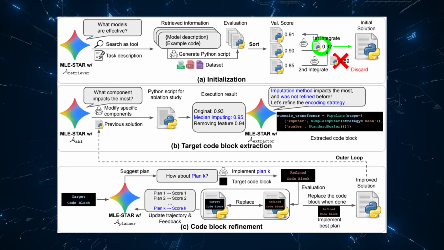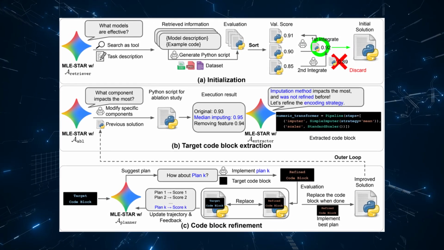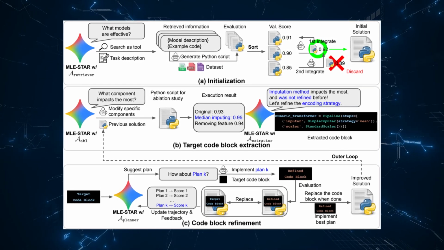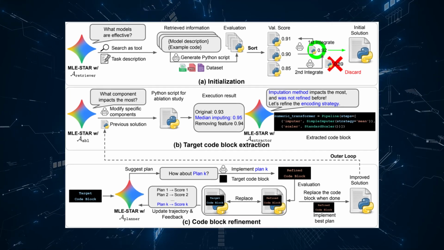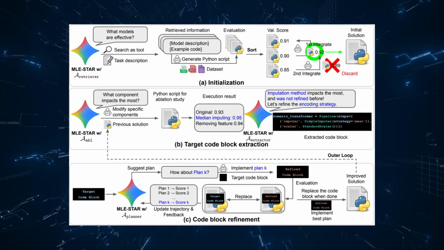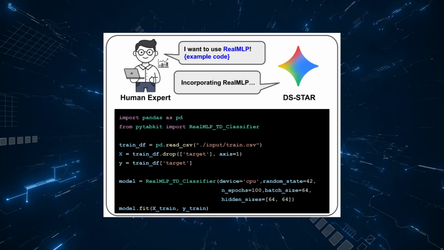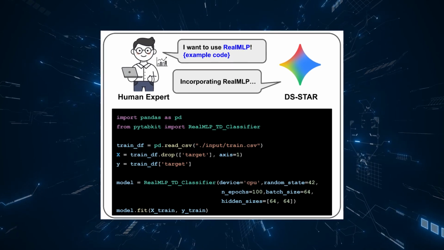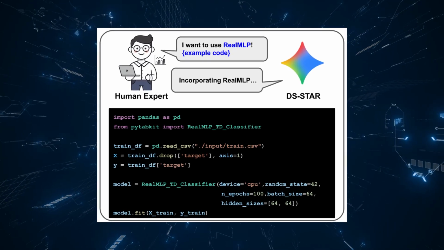When creating ensemble models, MLE-STAR goes beyond simple voting methods. It develops its own dynamic merging strategies, testing different models and adjusting until it finds the best performing combination. If there are errors in the code, a debugging agent automatically intervenes, fixing non-working code.